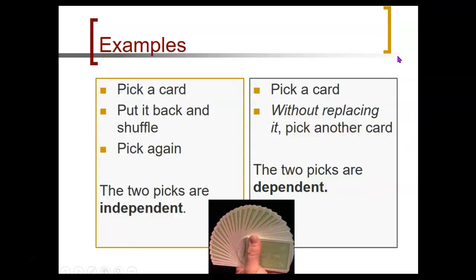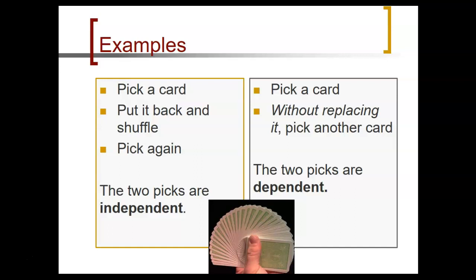Another example. If I ask you to pick a card, look at what you got, but then put it back in the deck and we reshuffle and then you pick again, those two picks are independent. Whatever card you got on the first pick has no effect on what you get on the second pick. What's the probability of the second card being an ace? Well, whatever the first card was has no effect or influence on how likely the second card is to be an ace, because whatever you got the first time, you just put it back in, you reshuffled, it doesn't affect what happened that second time.